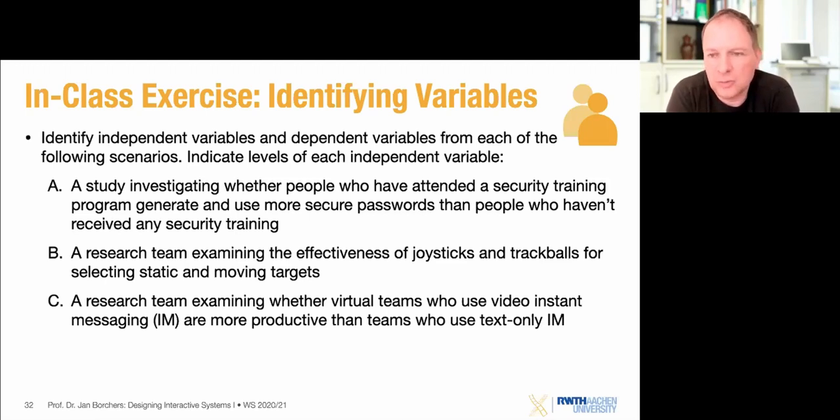First of all, what will be the independent variables? What will be the dependent variables? And do you have some levels of especially the independent variables? I think the independent variables are the teams that are using either instant messaging or text-only messaging, or what was it? Yeah, and the dependent variable is the productivity.